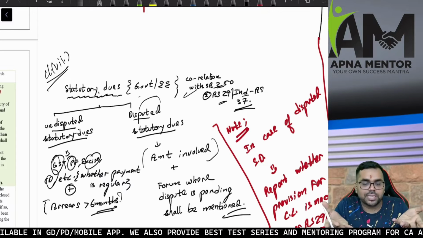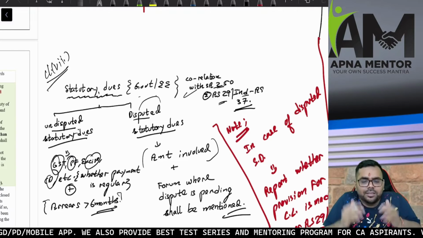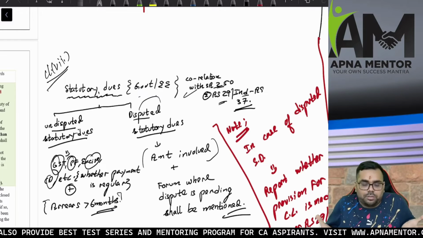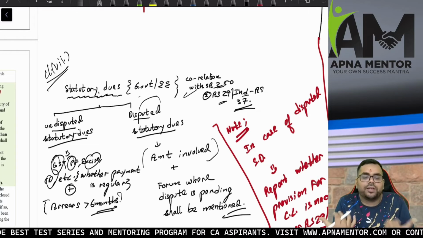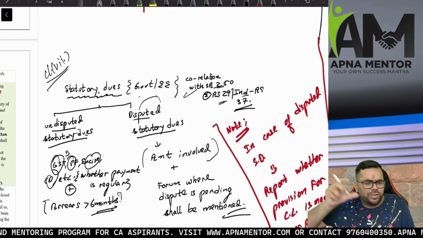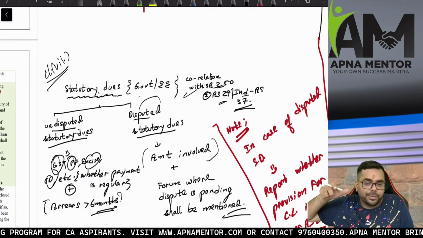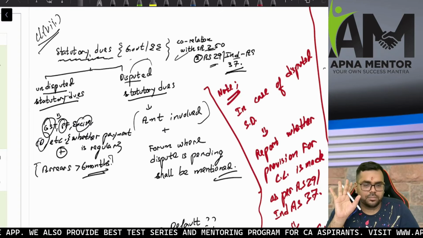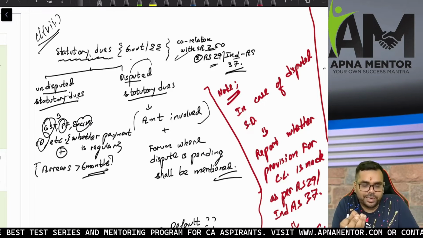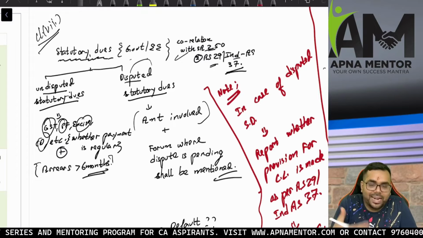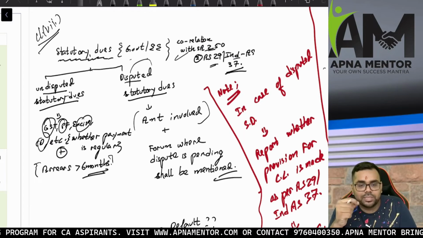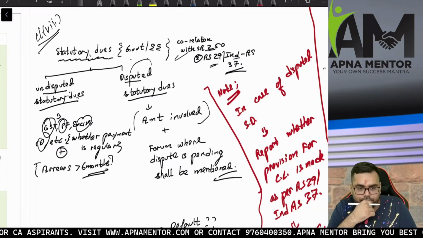What are undisputed statutory dues? That the company itself is admitting: this much I have to pay. I don't dispute. I agree. This is what we have to pay. And what are disputed statutory dues? That there is a dispute. We don't agree to the demand raised by the government. So undisputed statutory dues are something you admit you have to pay. Whether you are paying them regularly, I have to report as an auditor. And if the arrear is more than 6 months, I have to report separately.